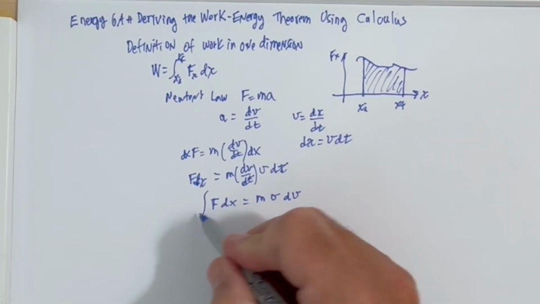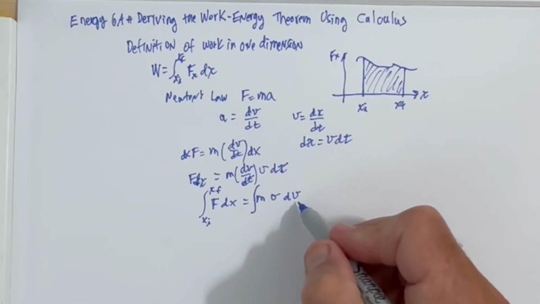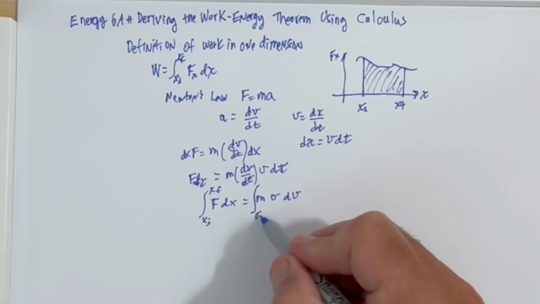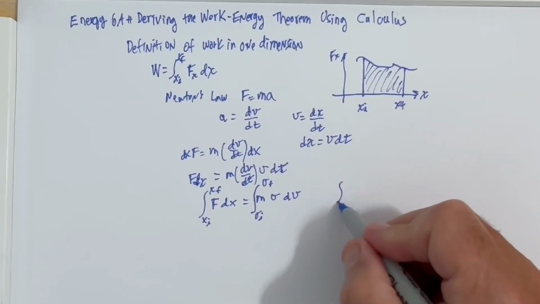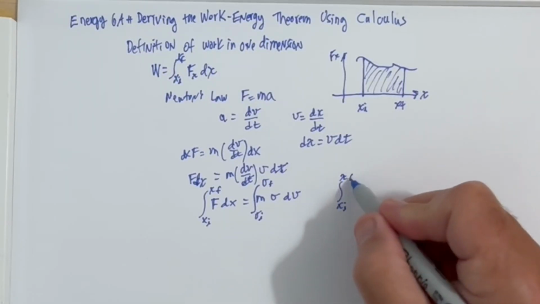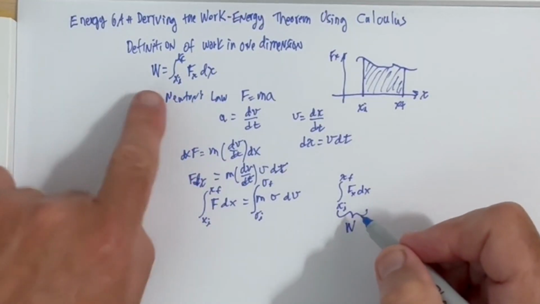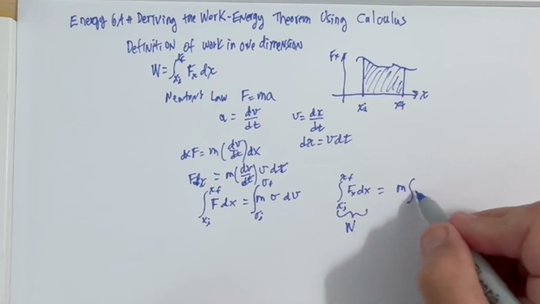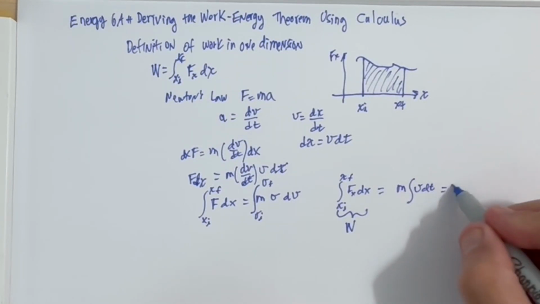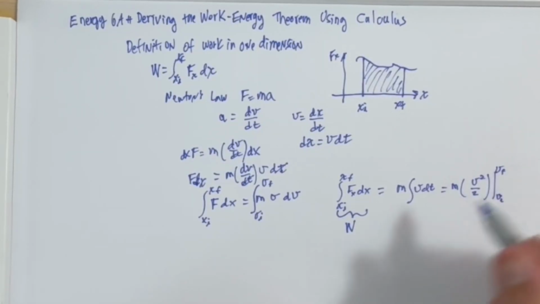Now if we integrate both sides, we can integrate from x initial to x final. But over here we've got velocity as our independent variable, so it's v initial to v final. So what we're going to get is the integral from the initial position to the final position of F of x dx. We know that's just our work by our definition right here. So we're going to get m times the integral of v dv, which is going to be m times v squared over 2, evaluated from v initial to v final.